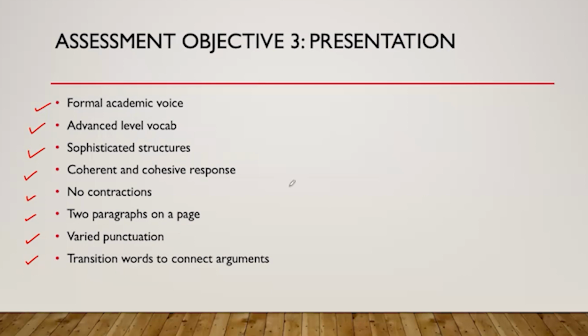The first one is a formal academic voice, because primarily I'm writing the essay for academic reasons. So in this case, my register should be formal. Now, the assessment objective is that you should be using advanced vocabulary. So if you're using a word like complex, upgrade it to cumbersome. If you're using a word, let's say, puzzled, upgrade it to flummoxed. So advanced vocabulary, which means sophisticated vocabulary, should be there, followed by sophisticated structures.